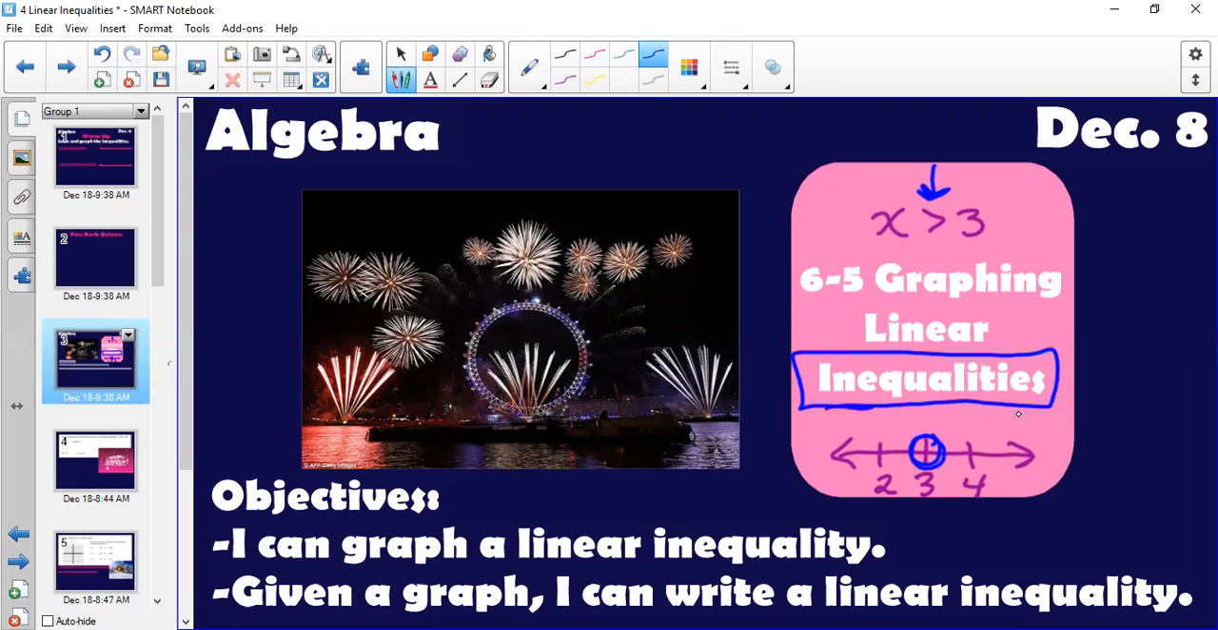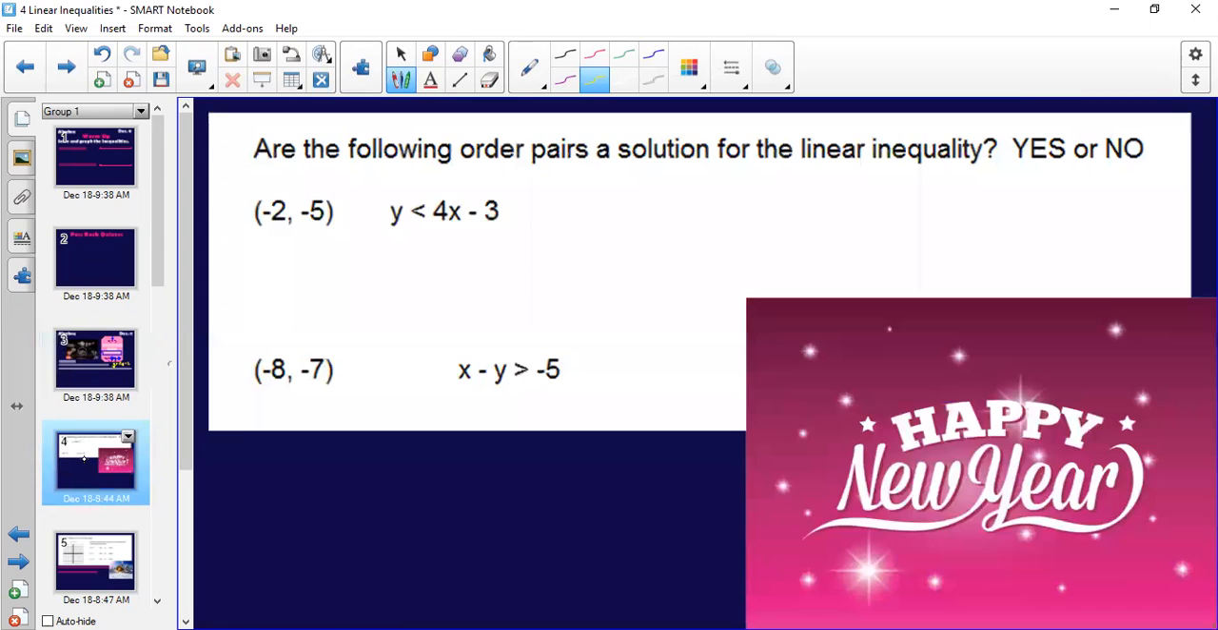And then we had to shade. Where were numbers greater than 3? Well, it was on the right side. That is how we did it whenever it was just one variable. Today it's going to look more like y is greater than 2x plus 3. How do we graph them on the coordinate plane when there are two variables? That's our goal. We're going to go through a few examples and some steps.